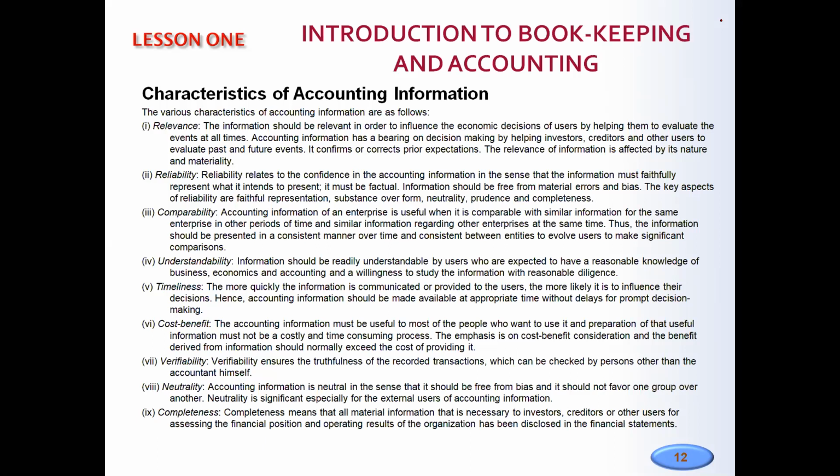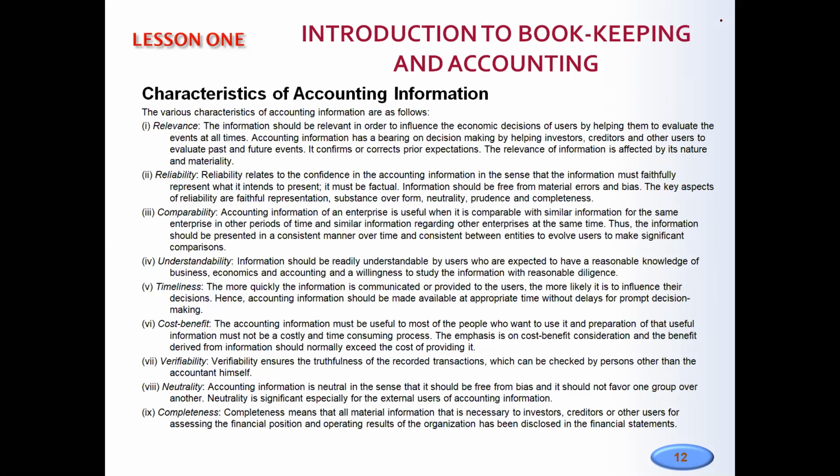Then comparability. Accounting information of an enterprise is useful when it is comparable with similar information for the same enterprise in other periods of time, and similar information regarding other enterprises at the same time. So you must be able to compare and contrast your accounting information. For example, you should be able to compare your turnover for this year with turnover for last year to see whether there is an increase or decrease. That's why in some of this financial information, you will see the current year and the last year. You're trying to compare the figures to see an improvement. Then understandability.